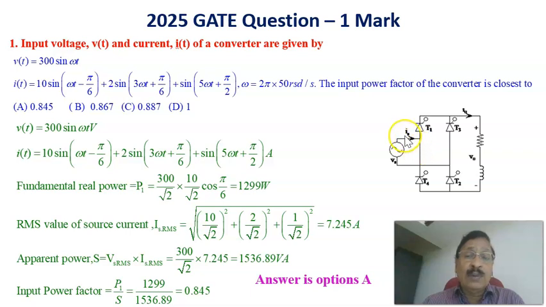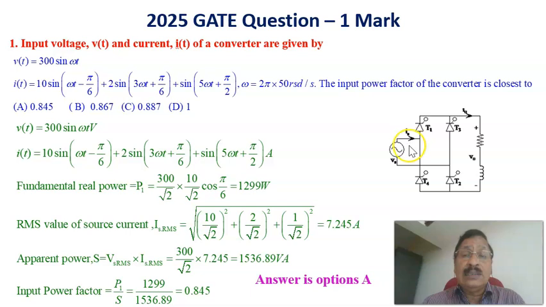To find out the power factor at the input side, one method is that you can find out the fundamental real power supplied by the source, and then calculate the apparent power. The ratio of the fundamental real power to the apparent power, P1 by S, is the power factor at the input side.